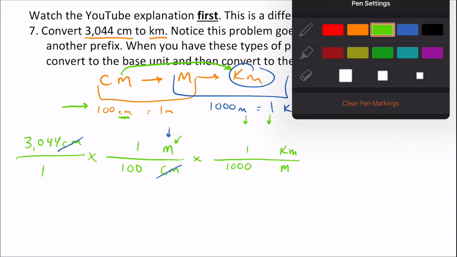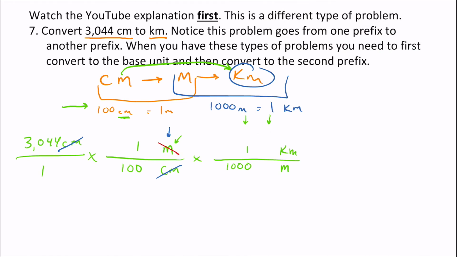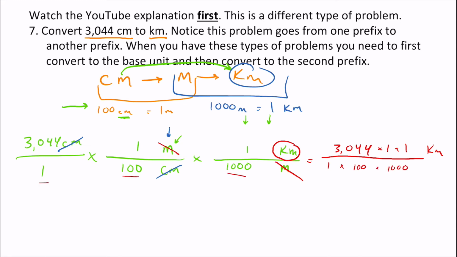If we take a look at canceling things out, now we have meters on the top and we have meters on the bottom. So they cancel out. And then all of this is going to give us our answer. The only units left over are kilometers. So we're going to have kilometers. And now since this is a long one, I'll write it out. But you don't have to do this step. You can just do this in your calculator. All of these numbers.